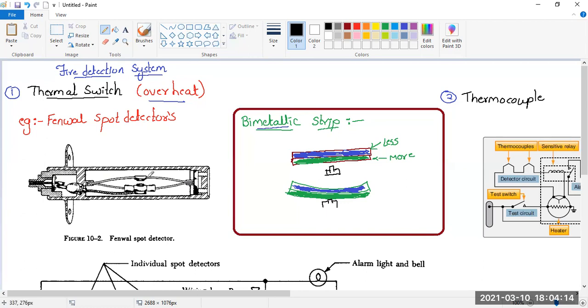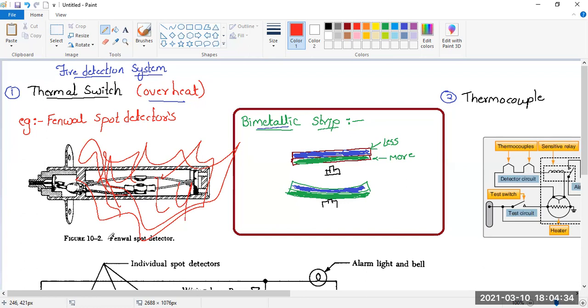Now imagine the same thing, that I keep this in the fire. Let us say the fire was around this. This is a detector, right? It is kept in an area where you have to detect the fire. So you have kept it in an area where there is a fire. Let us say this is a flame which is coming all around the surface. And it's an overheat type of temperature detector, right?